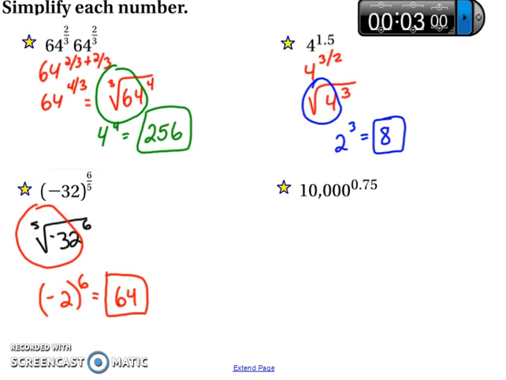And then the last one, again, you want to change the 0.75 to 3/4. So we have the fourth root of 10,000 cubed. So we'll take the fourth root.